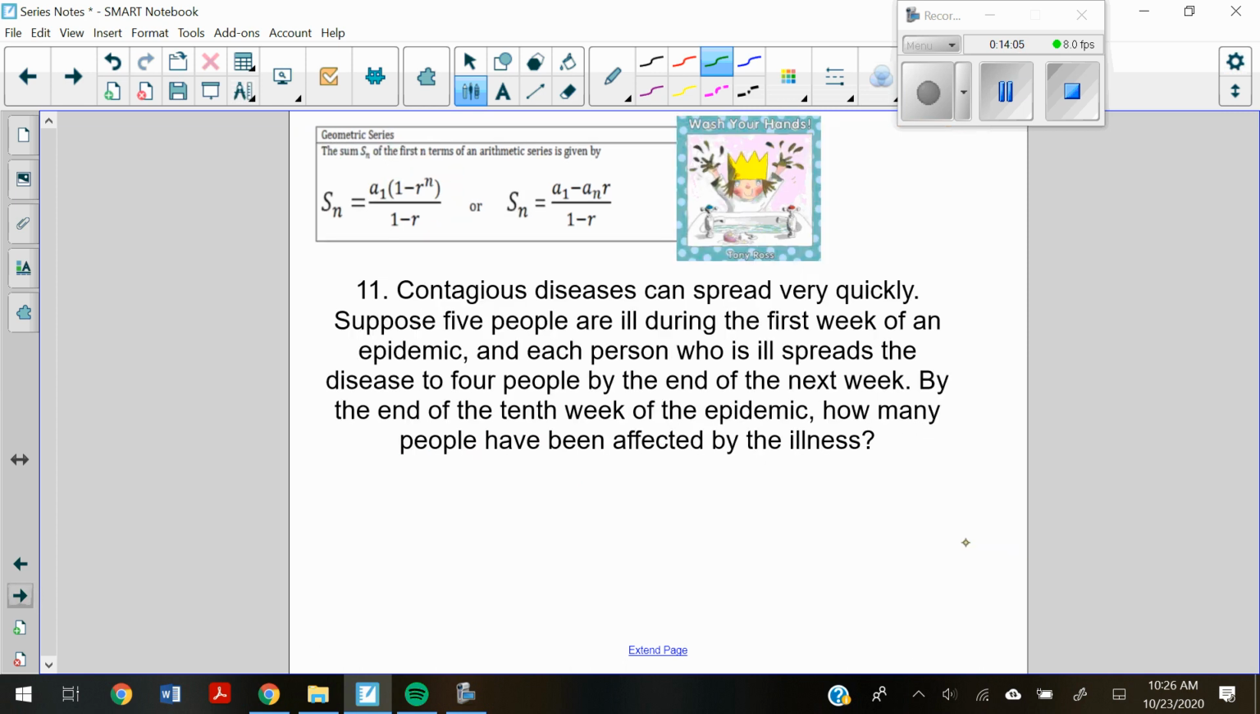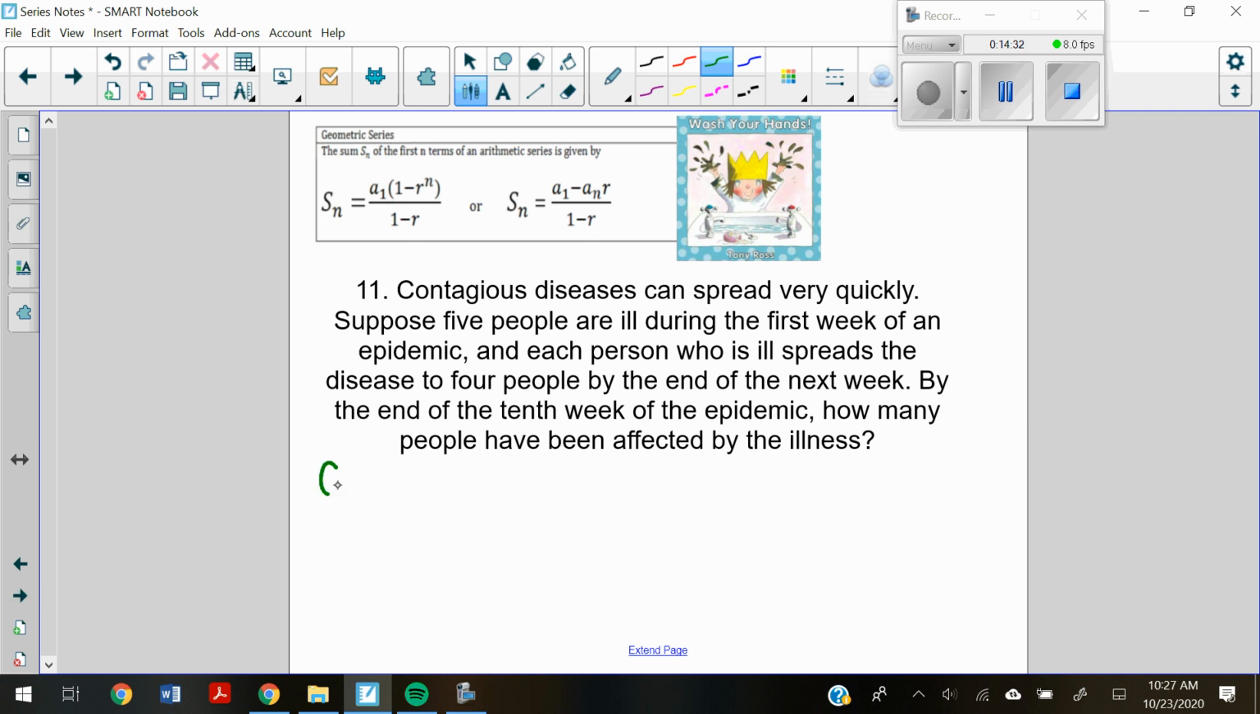All right, last problem. It was a very fitting timeline for this problem. Contagious diseases can spread very quickly. Suppose 5 people are ill during the first week of an epidemic, and each person who is ill spreads the disease to 4 more people by the end of the next week. So each person spreads it to 4 people each week. By the end of the 10th week of the epidemic, how many people have been affected by the illness?